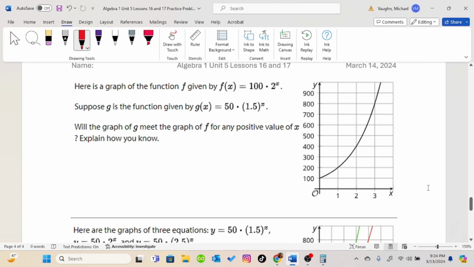Here is a graph of the function f given by f of x equals 100 times 2 to the power of x. Suppose g is the function given by g of x equals 50 times 1.5 to the power of x. Will the graph of g meet the graph of f for any positive value of x? Explain how you know.